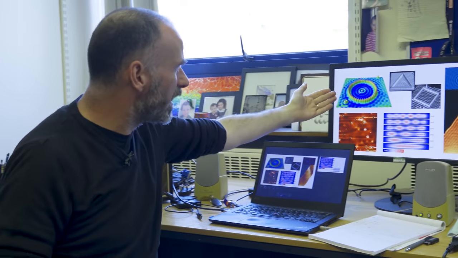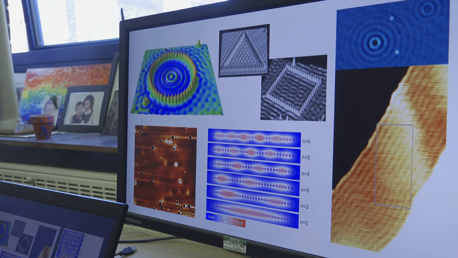Which means that all of the classical physics about waves and all the classical mathematics about waves, we can port into quantum mechanics. I'm not going to go through each and every one of these images, but what you're seeing here each time is how electrons behave right down at the atomic level. How does this relate to superposition?